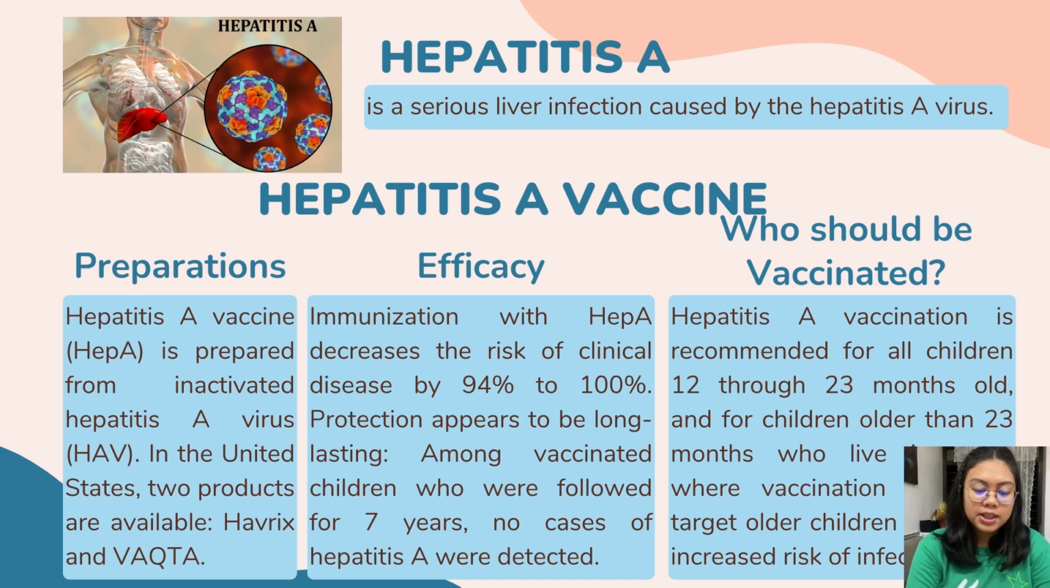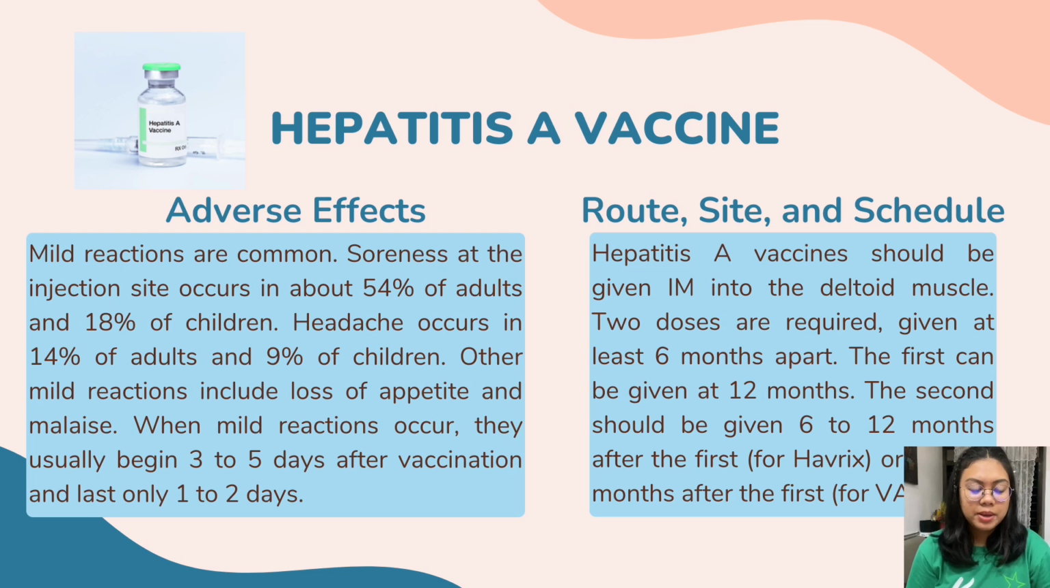Who should be vaccinated? Hepatitis A vaccination is recommended for all children 12 through 23 months old, and for children older than 23 months who live in areas where vaccination programs target older children. For its adverse effects, mild reactions are common.